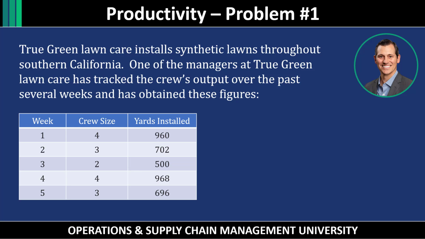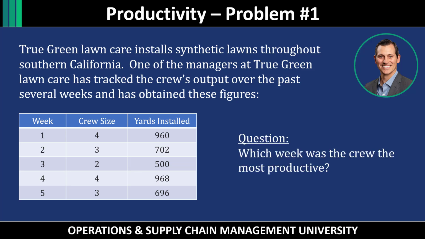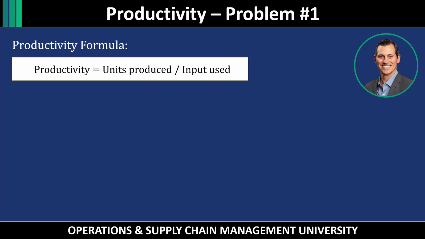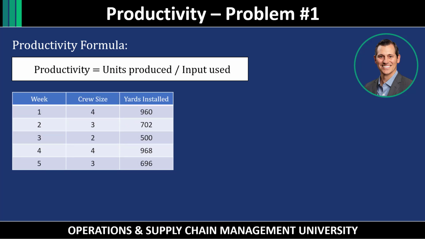True Green Lawn Care installs synthetic lawns throughout Southern California. One of the managers at True Green Lawn Care has tracked the crew's output over the past several weeks and has obtained these figures. You can see that you've got various different weeks, crew sizes, and the yards installed. The yards installed are your output. The crew size is your input. So the question is, which week was the crew the most productive? Your productivity formula, again, is just productivity equals units produced divided by the inputs used.